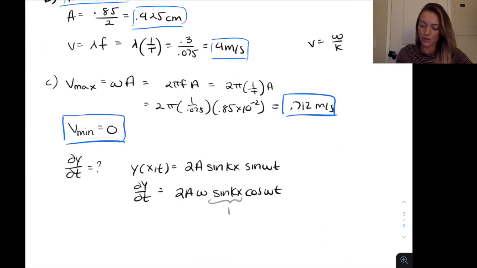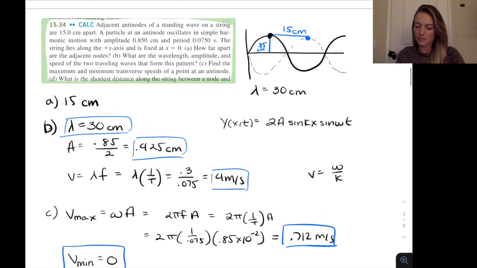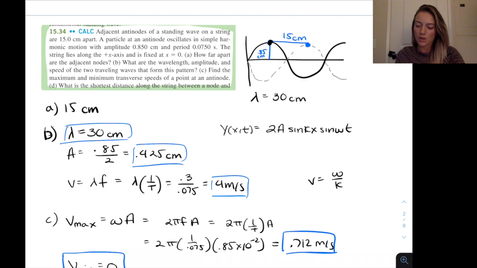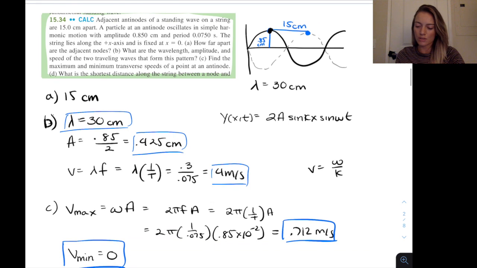And then we know, okay, so for Vmax, that means cosine is also going to be at its maximum value, which is 1. And so then you can see here that we have omega times the amplitude of our standing wave here, which is what we had right here. And then for Vmin, you say, okay, well, the minimum value of this is going to be where cosine is 0, and then you end up with 0 again. All right, and then find the maximum and minimum. Okay, we did that.